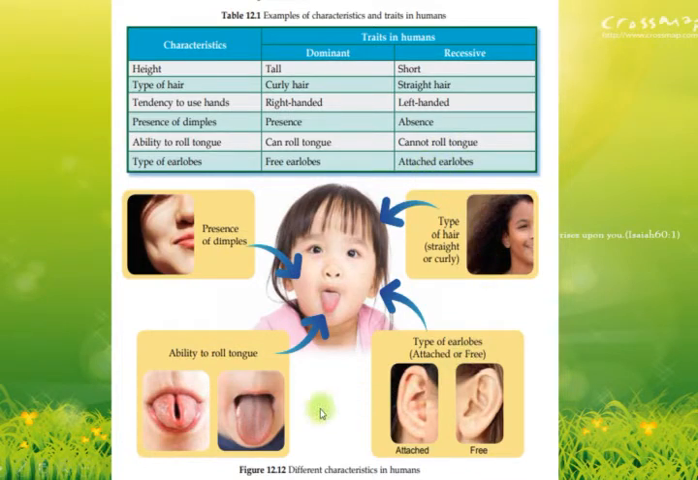Here is the diagram of the different characteristics in humans: presence of dimples, type of hair, whether straight or curly, ability to roll the tongue, and type of earlobe. All of these refer to the different characteristics in humans.